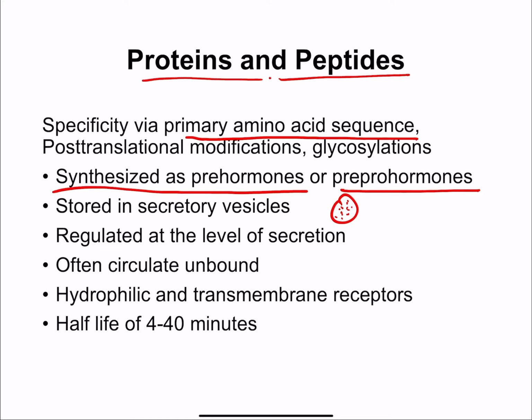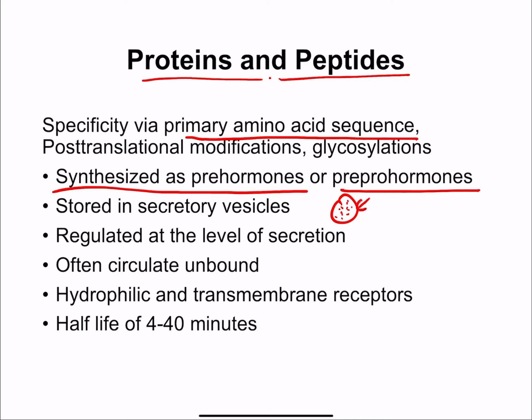And they're regulated at the level of secretion, which means that the production of the hormone is typically regulated at the level of secretion. And that means, for instance, when you need insulin, it's already pre-packaged in a vesicle. Now you can have more synthesis of new insulin, but by the time the stimulus gets to the target organ, we have insulin already pre-packaged. That's what it means. And they often circulate unbound.